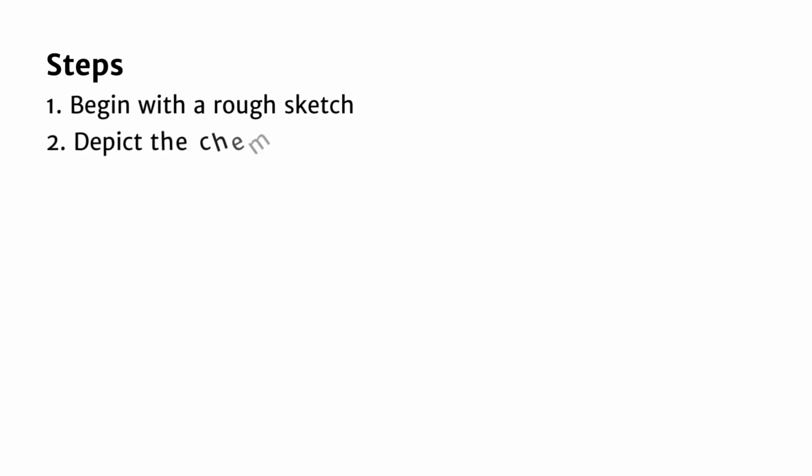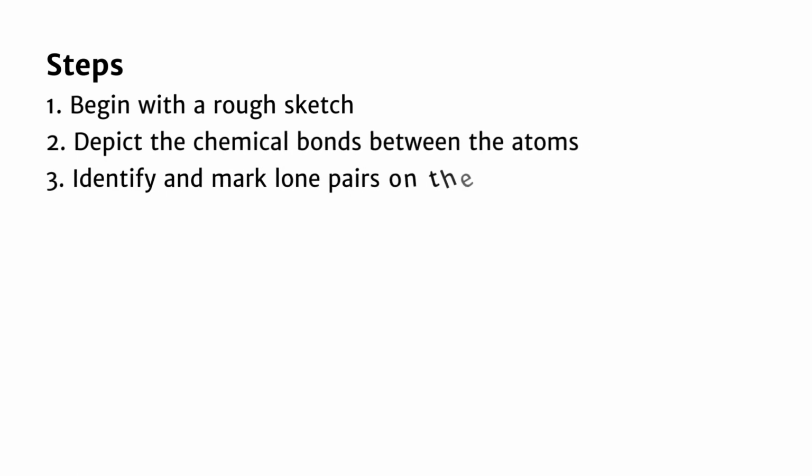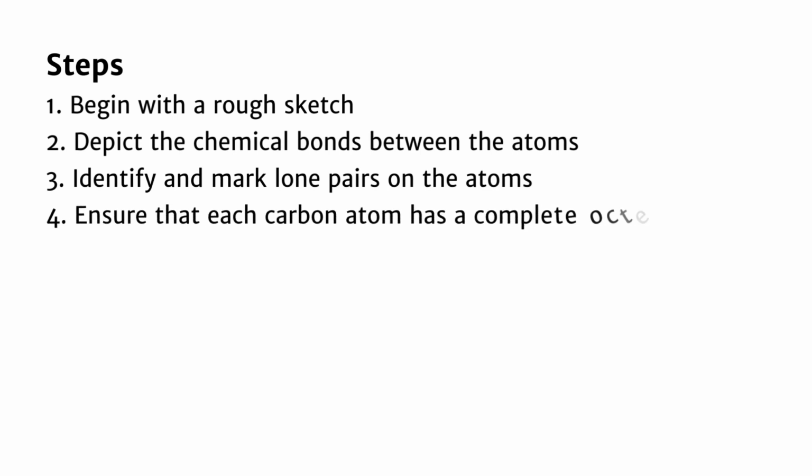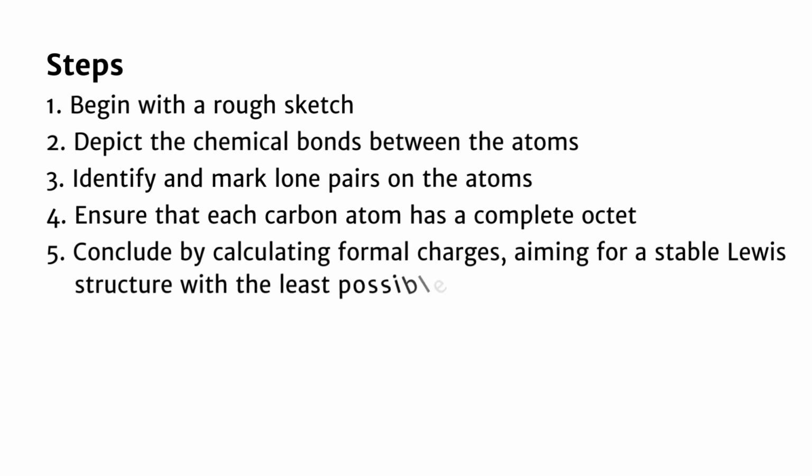Depict the chemical bonds between the atoms. Identify and mark lone pairs on the atoms. Ensure that each carbon atom has a complete octet. Conclude by calculating formal charges, aiming for a stable Lewis structure with the least possible formal charges.